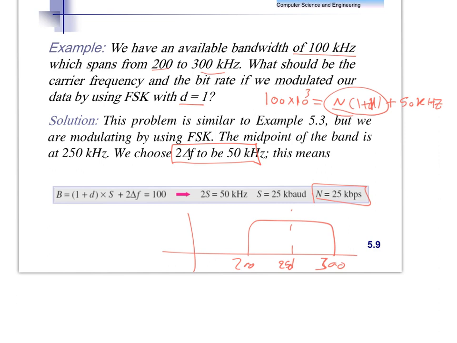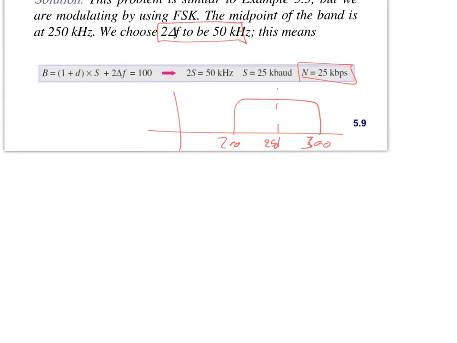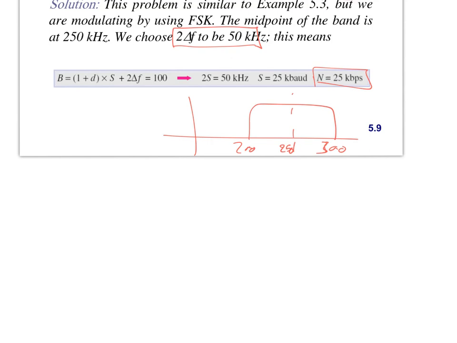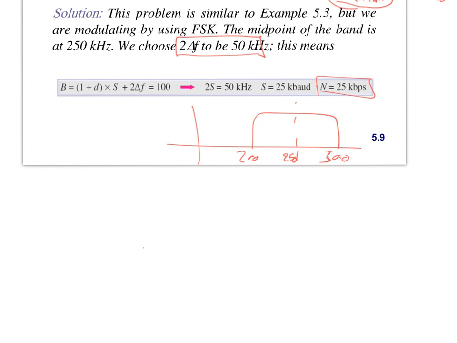Or I can make this a little bit more interesting and ask what is the maximum bit rate that you can fit in this bandwidth, without giving you 2 delta F. The maximum bit rate is when 2 delta F is minimum. So here the bandwidth, which is 100 kilohertz, equals S times 1 plus D. It becomes 2N, right? Yes.